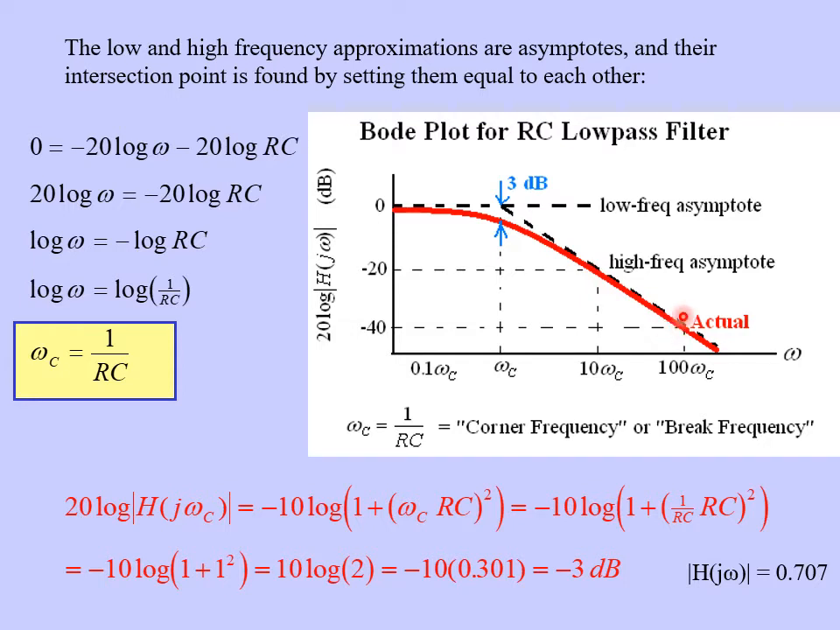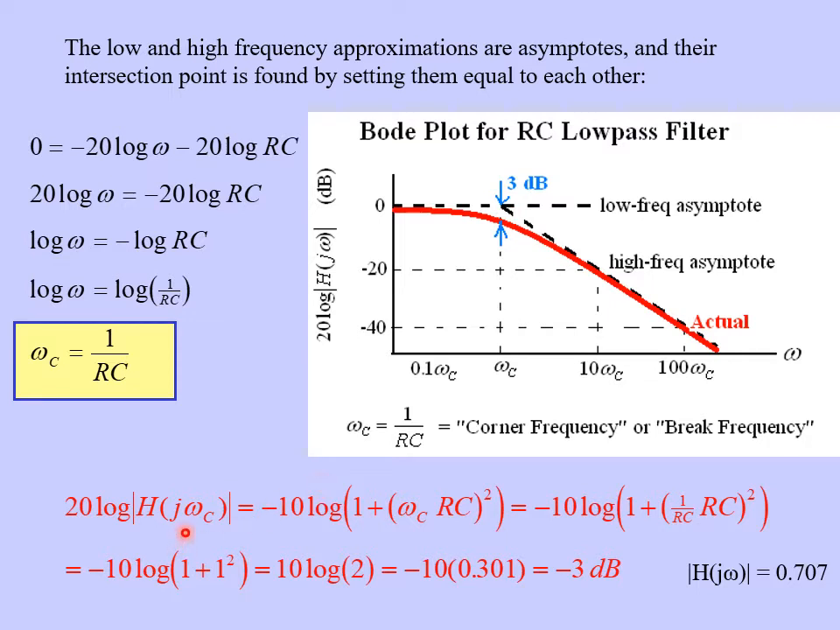All right, the next thing we're going to do is find out what happens right here at this corner. At the corner, we're going to determine how many decibels the actual curve really is, because we know these asymptotes are valid near 0 and way out here at high frequencies, but at middle frequencies, around the corner, these asymptotes are only approximations. So let's find out how close it really is.